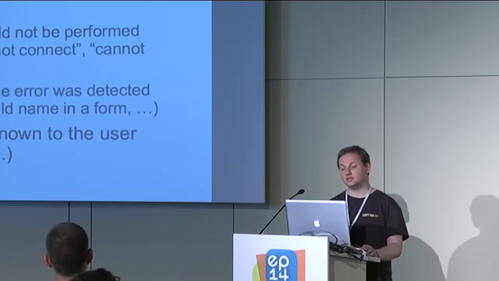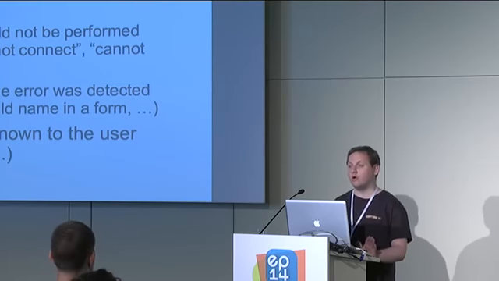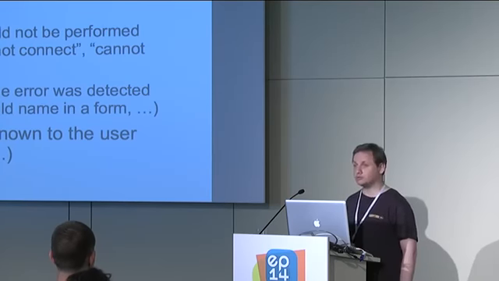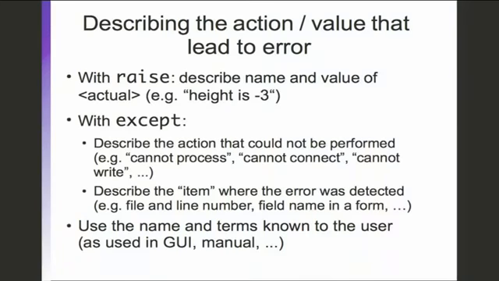So how do I describe the action and the value that led to the error? When I raise an error, I just specify the value I used in my error condition. So in my case, height had the value -3, and I just add it to the error message: height is -3, but must be greater than 0. When I get an error from a calling routine and I catch it with the except statement, I don't know what the initial condition was, so I just have to rely on the initial message.